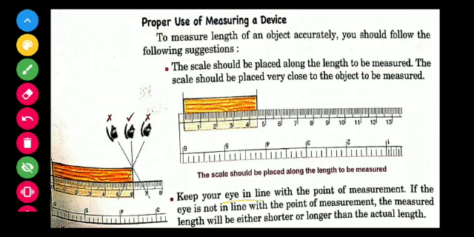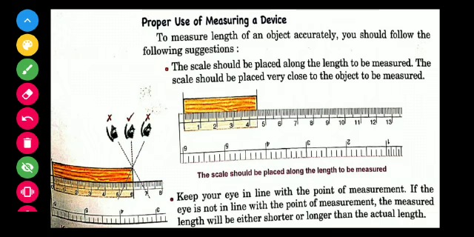Then keep your eye in line with the point of measurement. This is the accurate measurement. If your eye is in this direction, that measurement is wrong. If your eye is in this direction, that measurement is also wrong. For accurate measurement, keep your eye in the line of measurement.